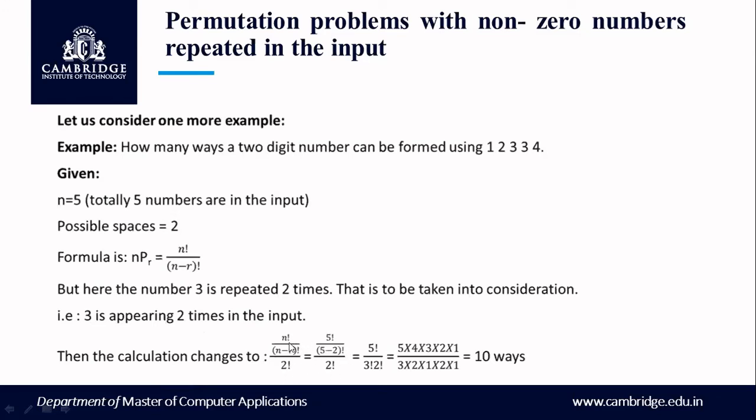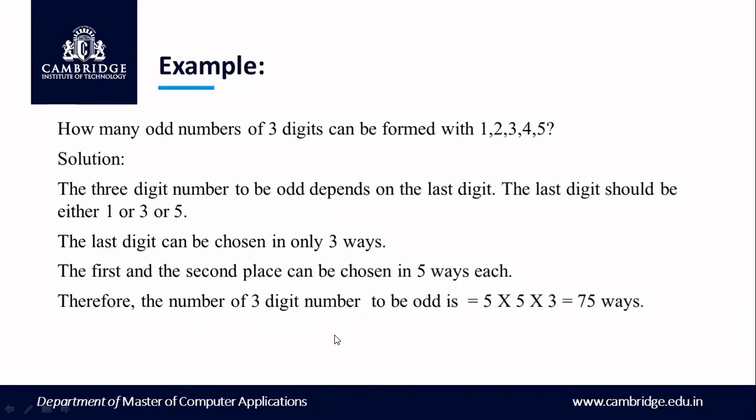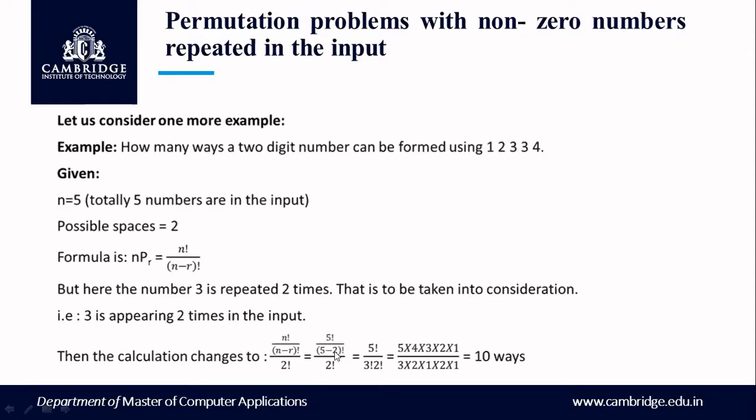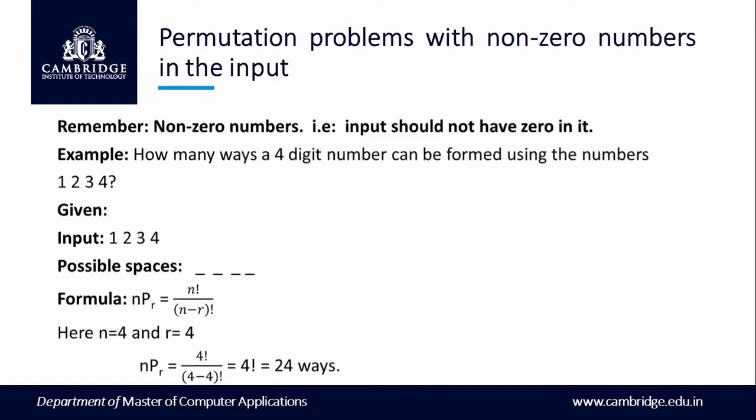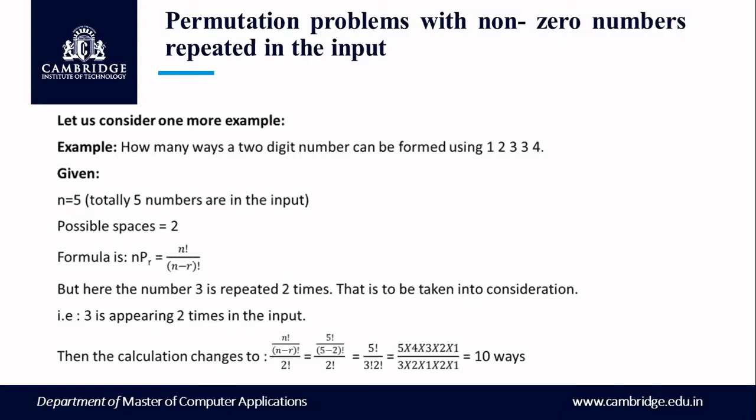So my n is 5, r is 2. Substitute in the equation, I get 5 factorial divided by 5 minus 2 the whole factorial, the whole denominator is 2 factorial. Once you solve this, you get the final answer as 10. That is, there are 10 ways you can arrange after taking the repeated numbers in the input. So we have 2 examples. One is non-zero numbers only we are going to consider. One, there is no repetition in the number, and the second example is there is repetition in the number.